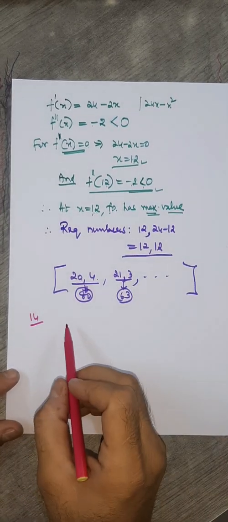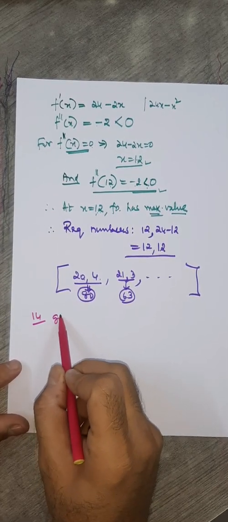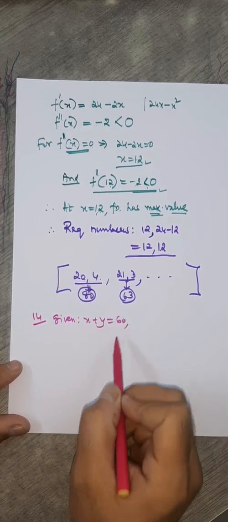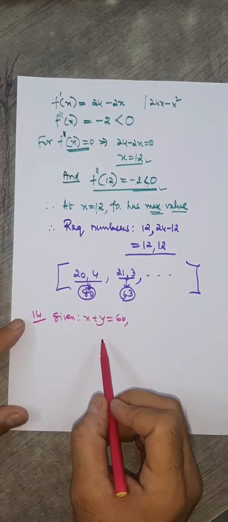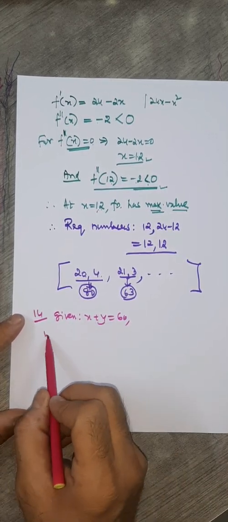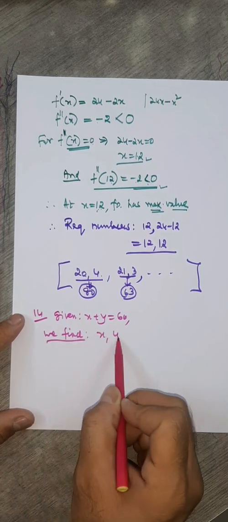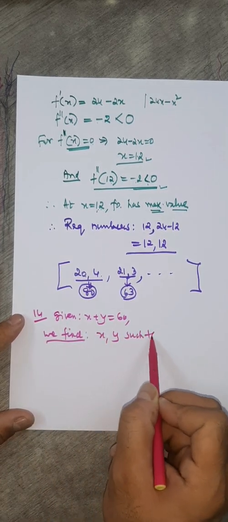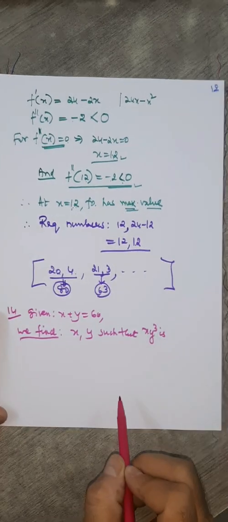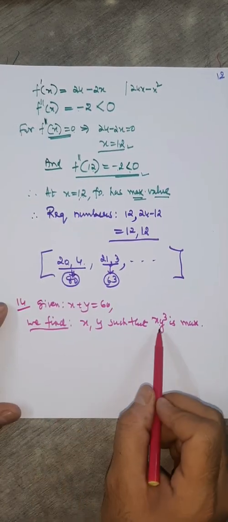So in the 14th question, two positive integers x and y are given, their summation equals 60, and xy cube should be maximum. We want to get x and y. We find x and y such that xy cube is maximum. That's the question here. So this is your function.